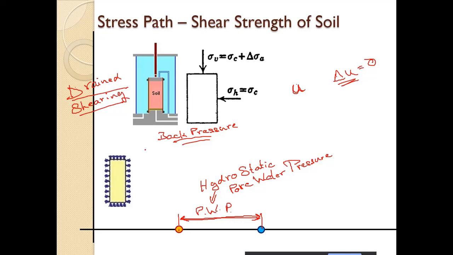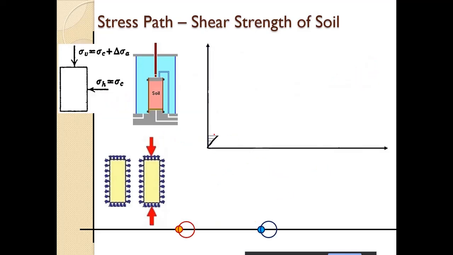So now, since there is no delta U, this difference in effective stresses, this pore water pressure will be maintained. It will remain constant. Okay, so what will happen is that as we go on applying the deviatoric stress, now the effective stress will also increase.